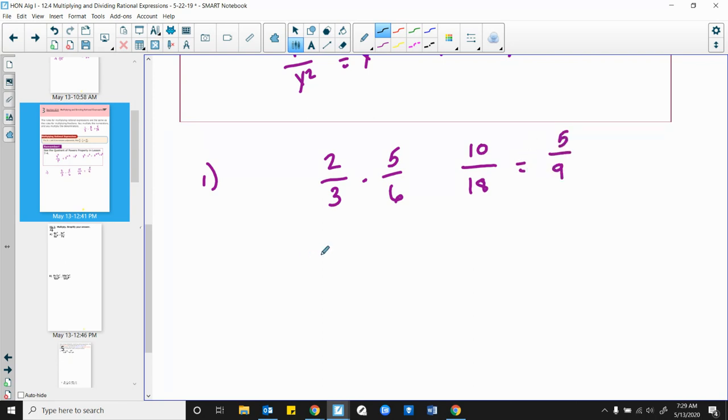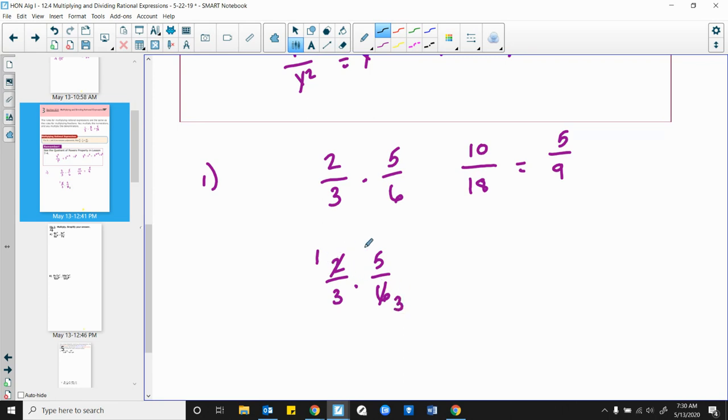There's also this strategy called cross canceling. 2/3 times 5/6. I can't cancel anything with the 3 and the 5, but with the 2 and the 6, how many times does 2 go into 2? Well, it goes in once. How many times does 2 go into 6? Well, it goes in 3 times.